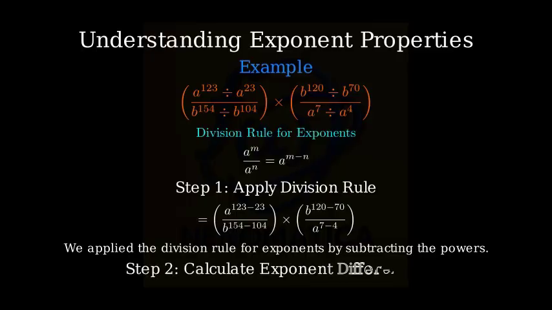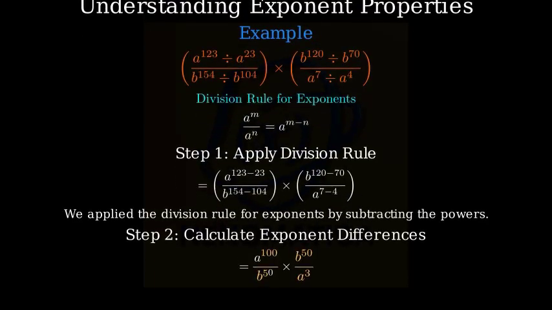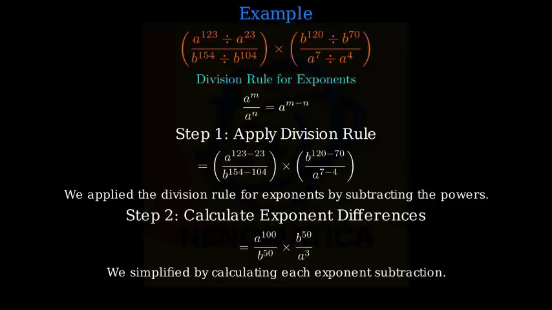In step 2, let's simplify by calculating these exponent differences. 123 minus 23 equals 100. So a raised to the power 123 minus 23 becomes a raised to the power 100. 154 minus 104 equals 50. So b raised to the power 154 minus 104 becomes b raised to the power 50. Similarly, 120 minus 70 equals 50, and 7 minus 4 equals 3. So our expression simplifies to a to the power 100 over b to the power 50, multiplied by b to the power 50 over a to the power 3.